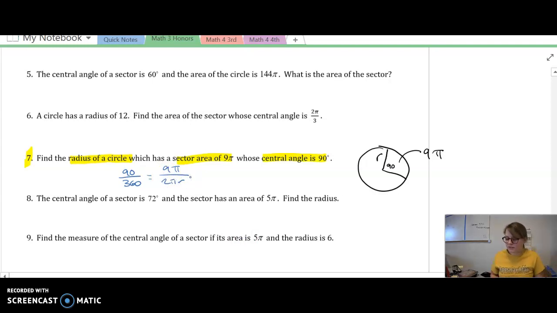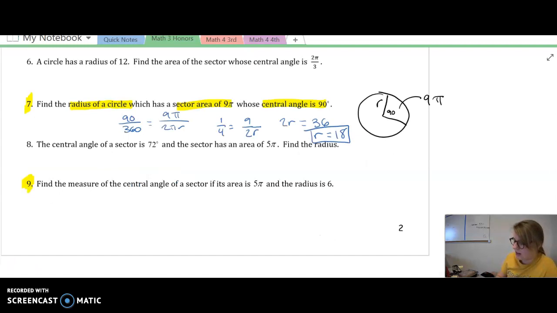So I want you to pause the video here and solve for r, because I know you can do algebra. Alright, so for number 7, you should have gotten r equals 18, so really make sure that you're continuing to set up things correctly and multiply things correctly.